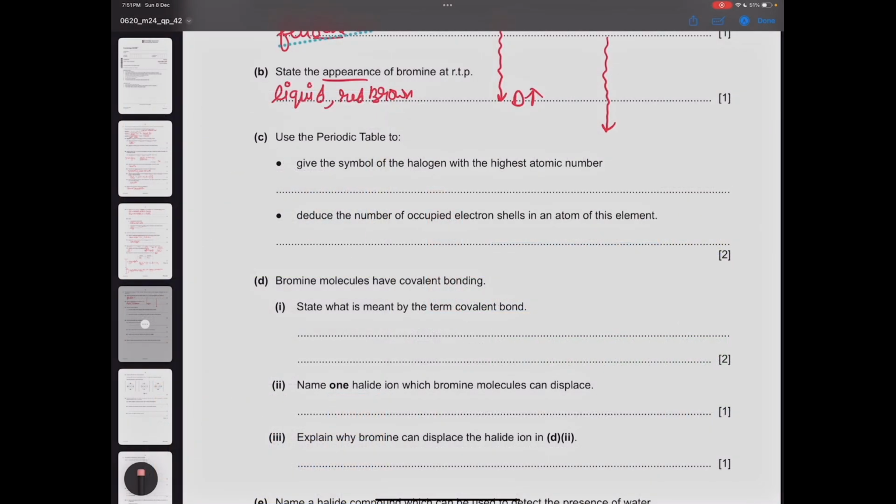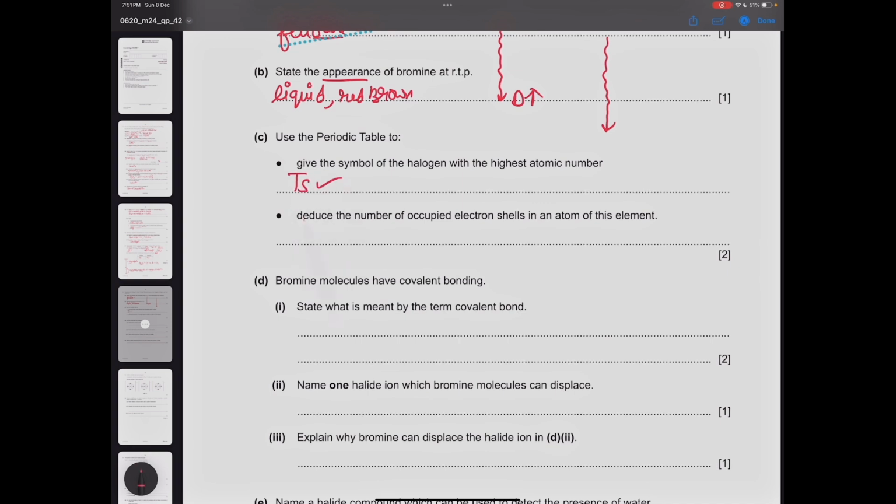Use the periodic table to give the symbol of the halogen with the highest atomic number. For this, you just need to look at the group of halogens. You will find the atom which is the bottommost, and you will find the symbol to be written there as Ts. So you just need to write it there.